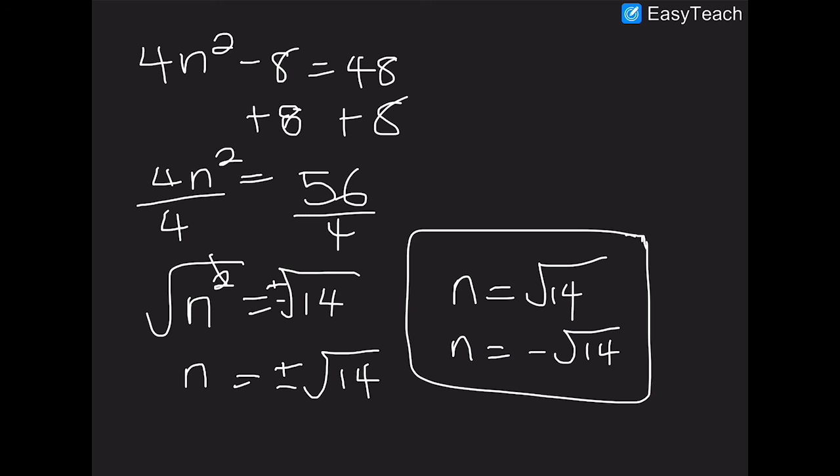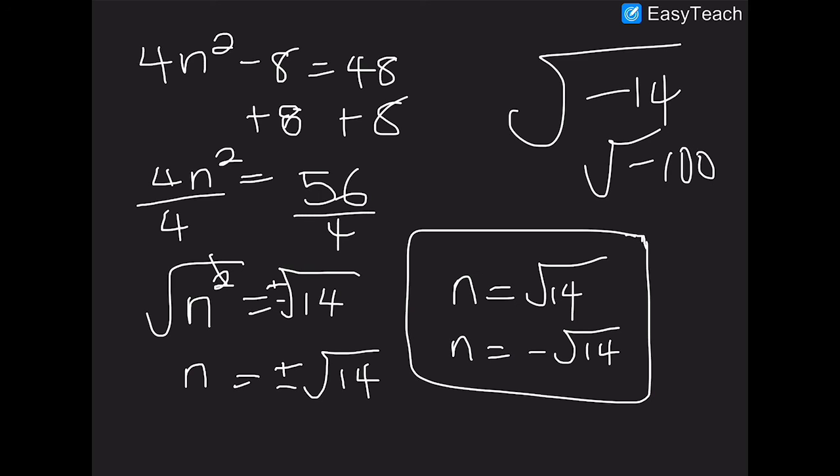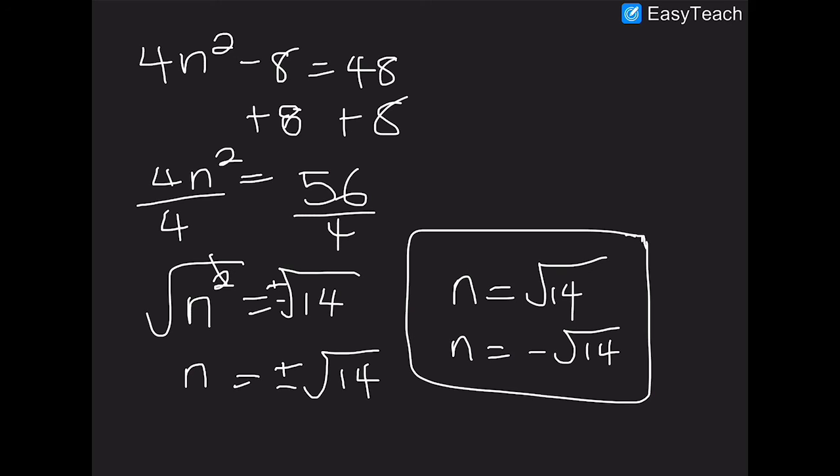One thing I want to mention is that if you have a negative inside the square root, it's simply no solution. You can't have the square root of negative 14, or the square root of negative 100 billion. That doesn't work, so it's just going to be no solution. If you ever find yourself with that, just know that it is not going to work, and that equals no solution.